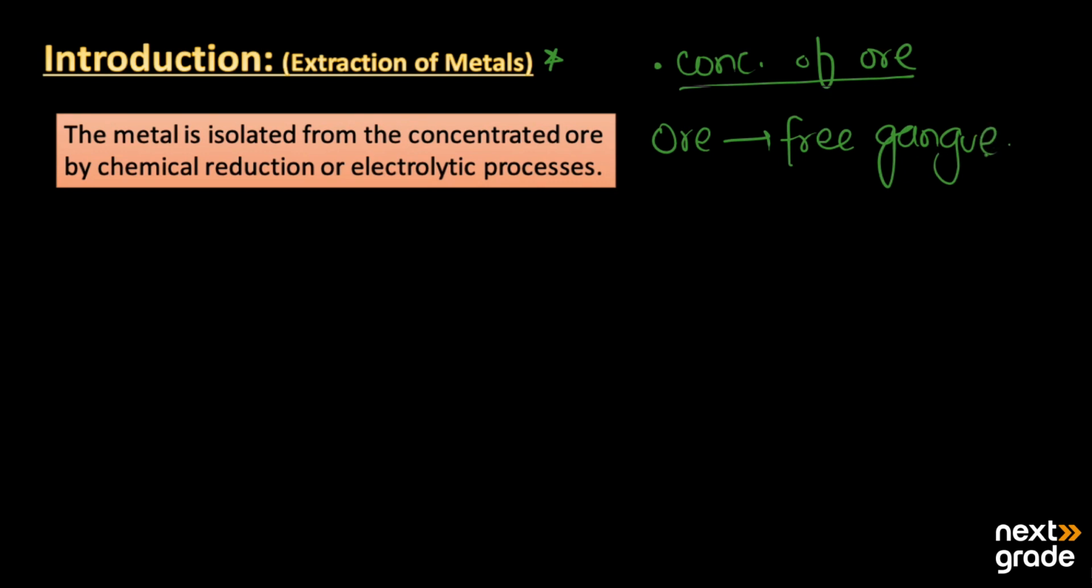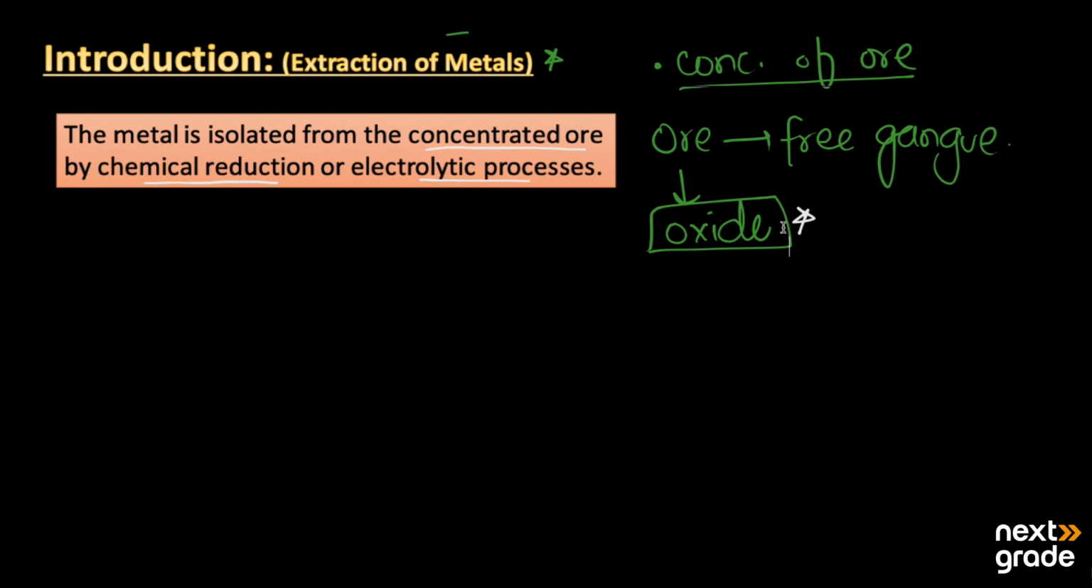Now the next step is to extract the metals. It is basically the simple conversion of the ore or the metal into its oxide. When it is converted into its oxide, this is known as the extraction of the metals. By definition, the metal is isolated from the concentrated ore by chemical reduction or the electrolytic process. This is known as the extraction of the metals.